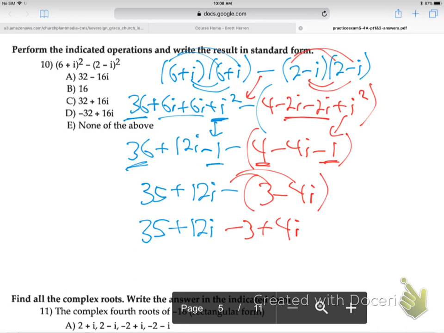Now we just combine like terms. 35 minus 3 is 32. 12i and 4i, 16i. 32 plus 16i. C. There we go.